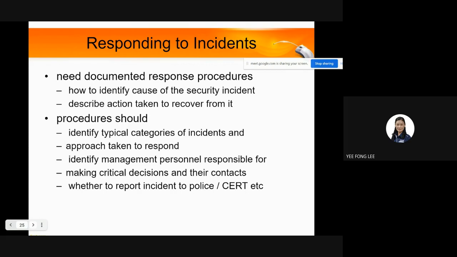The response procedure should also identify the circumstances when security breaches should be reported to a third party, such as the police or a relevant CERT organization. CERT stands for Computer Emergency Response Team.